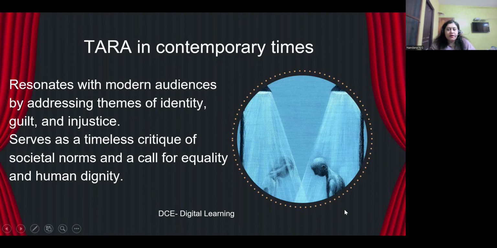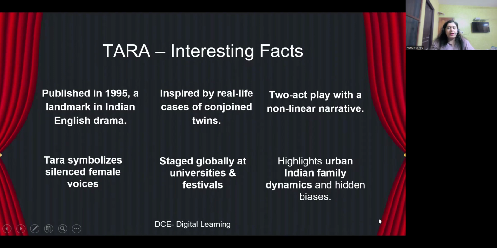A few interesting facts about Tara. Published in 1995, a landmark in Indian English drama, inspired by real life cases of conjoined twins. It's a two-act play with a non-linear narrative. I'll be going into detail about the non-linear narrative in the future sessions. Tara symbolizes silenced female voices. It has been staged globally at universities and festivals all over the world. It highlights urban Indian family dynamics and hidden biases.